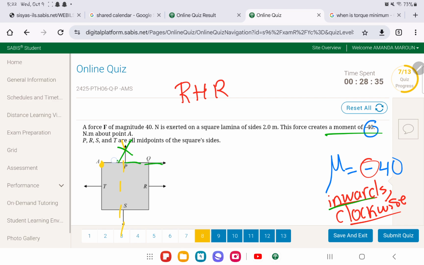Q, let us prolongate Q. It passes through our axis, so the moment is 0. So it's definitely not the force that made this moment. R, let's prolongate R. R doesn't pass through A, so we can use it.